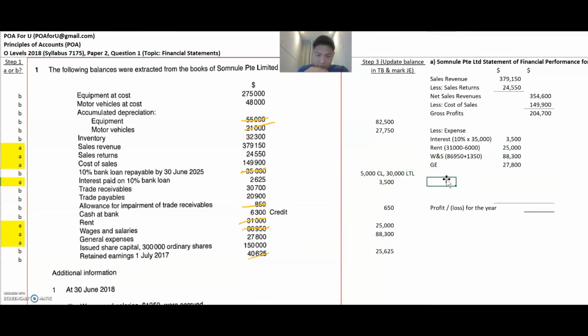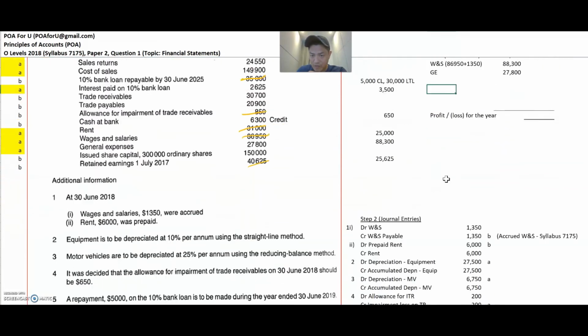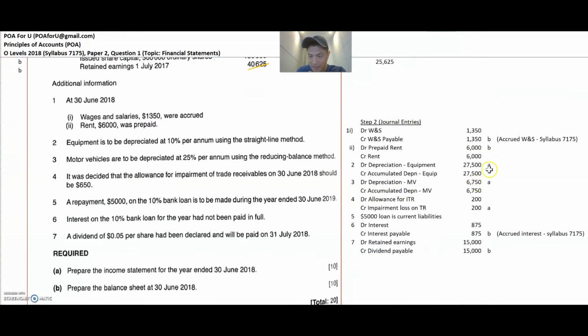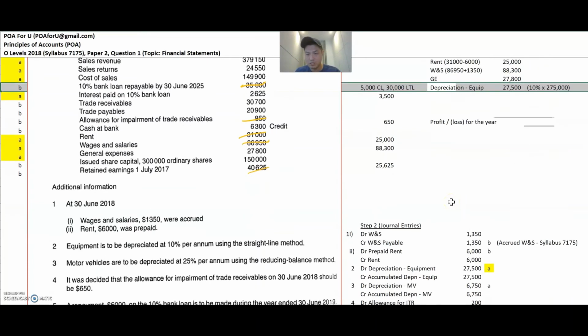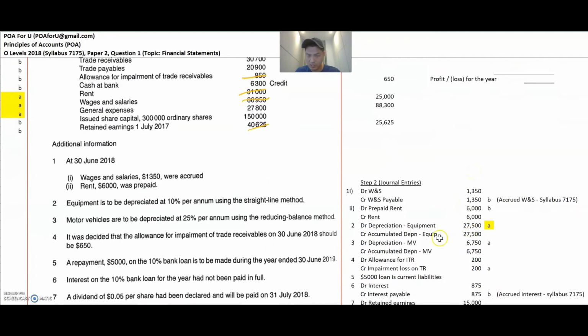Now, is that it? No, I have to look at additional information part 2 to see whether there's any other A's here. And I've got a few A's here, right? So the first one is depreciation equipment. So I'm going to mark it also depreciation equipment. And I don't have space in this area, so I put the workings, 10% times the cost of 275,000, here at the side, and you should just indicate your workings in the examination too.